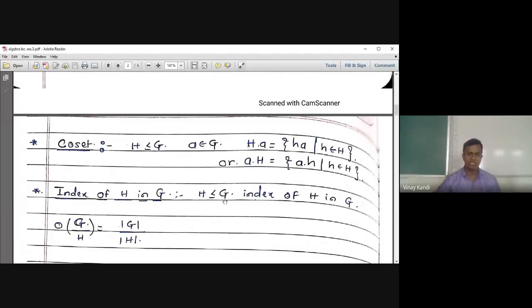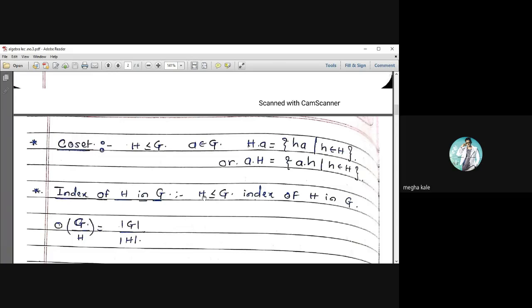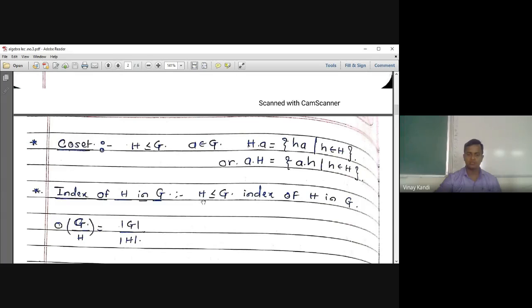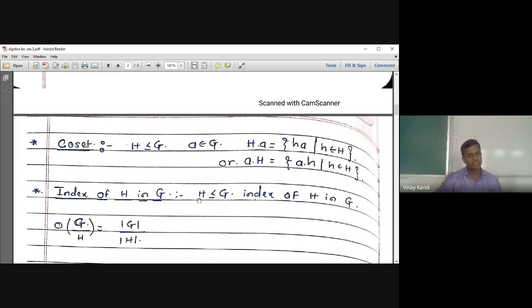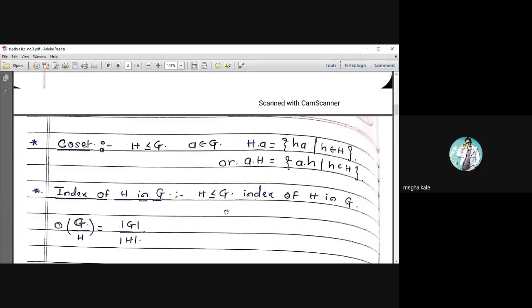And suppose H is the set of even integers. So what is the index of H in G? What is the order of G? It's infinite, right?